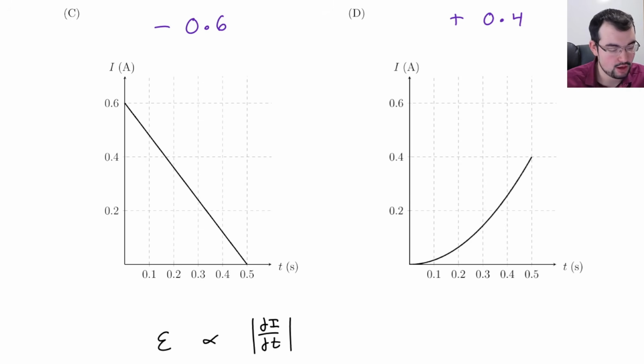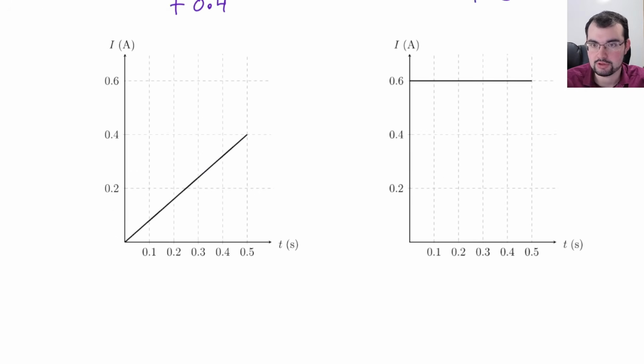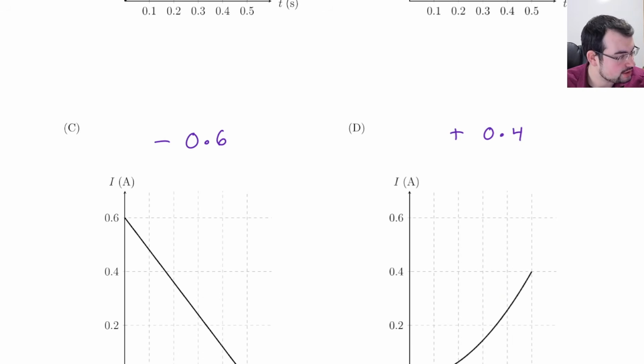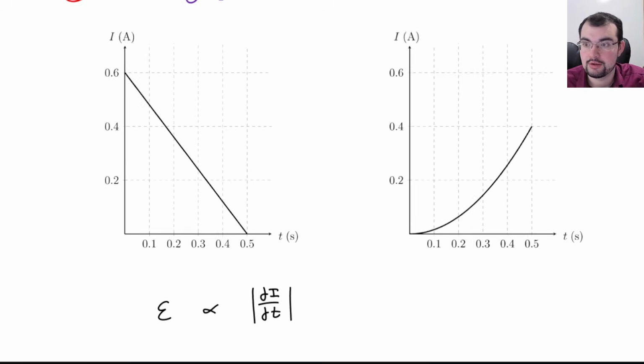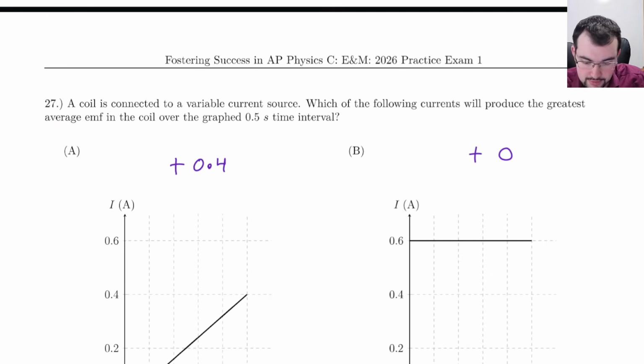So since these all happen over the same time interval, we're just ranking which current changes by the most, and that would be answer choice C. Now, really, if we wanted to rank them, we'd really have a divide by 0.5 in each of these, but we get the idea. This could totally be level 1, but I called it level 2 because you have to interpret a graph, and usually that bumps it up.